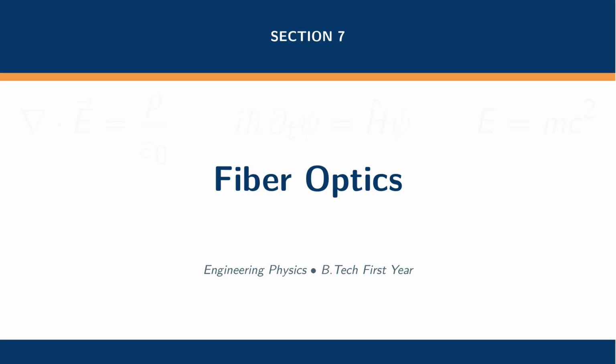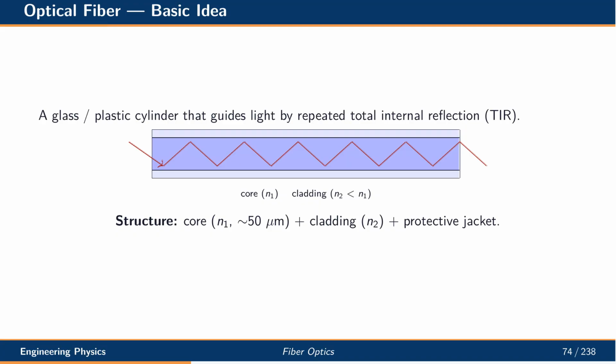We now move to fiber optics, the technology that carries the modern internet and underpins long-distance data. An optical fiber is a thin glass or plastic cylinder that guides light by repeated total internal reflection. Each fiber has a high refractive index core, typically about 50 micrometers across, surrounded by a cladding of lower index and protected by an outer jacket. Light entering the core is trapped by total internal reflection at the core cladding interface and propagates along the fiber for many kilometers.